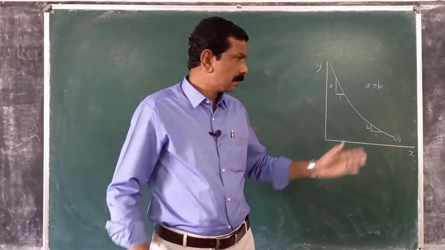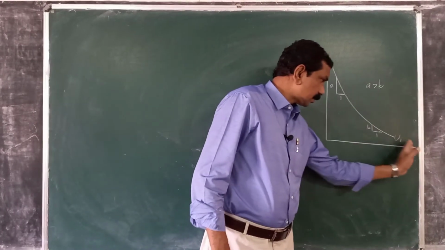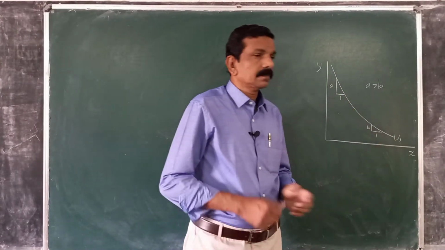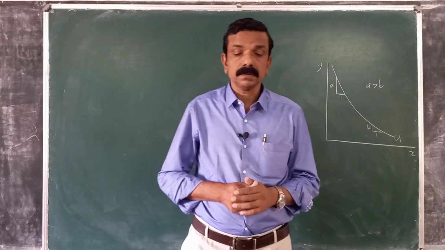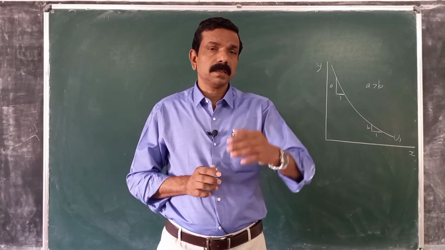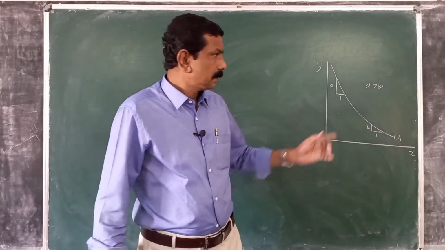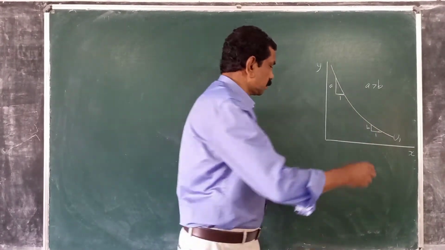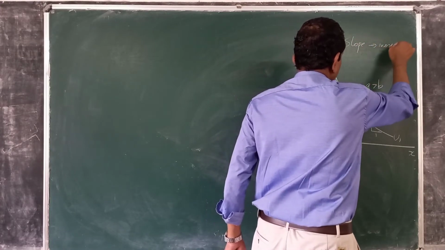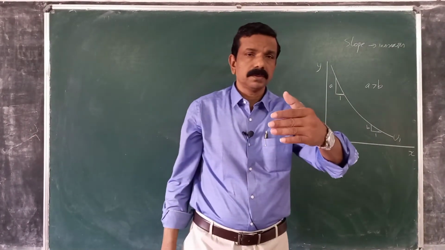As you can see in this graph, as x increases, the slope of the indifference curve tends towards 0, becomes less negative, or we can say that the slope of the indifference curve increases. Slope increases, say from minus 4 to minus 3 to minus 1 to etc., 0.